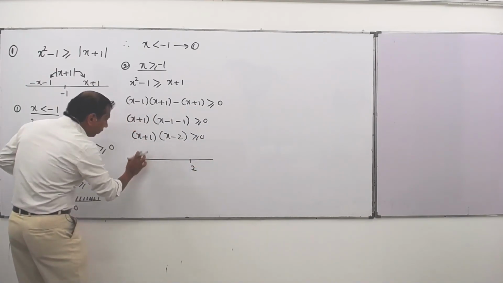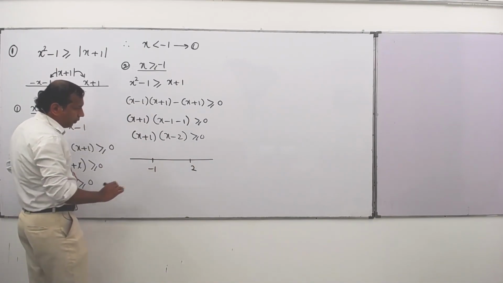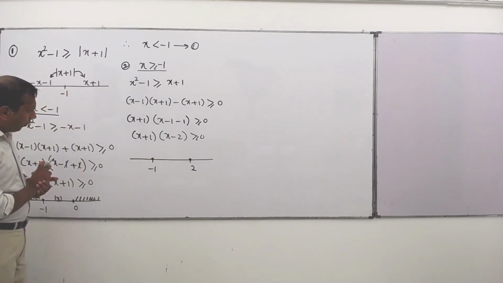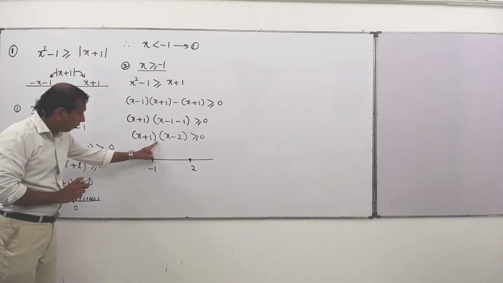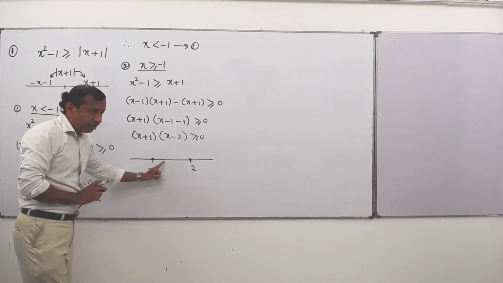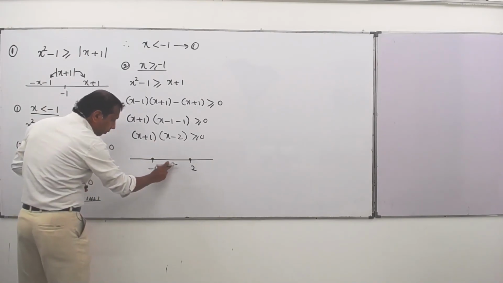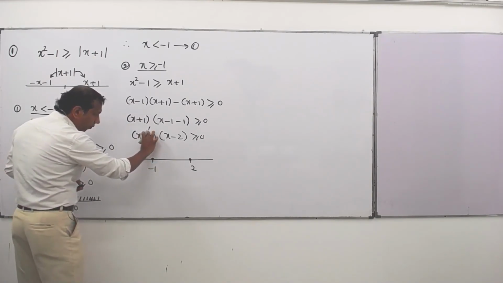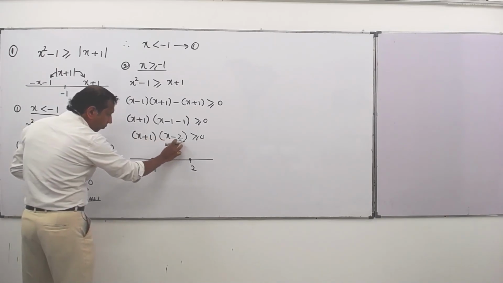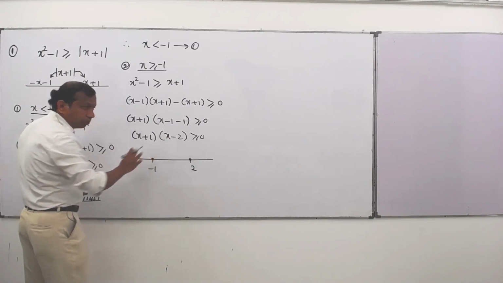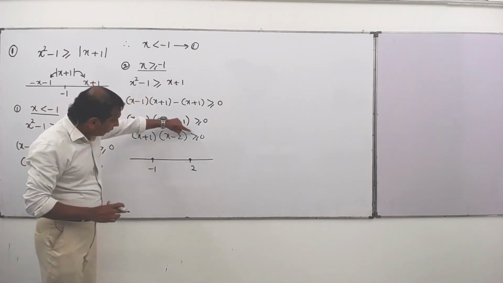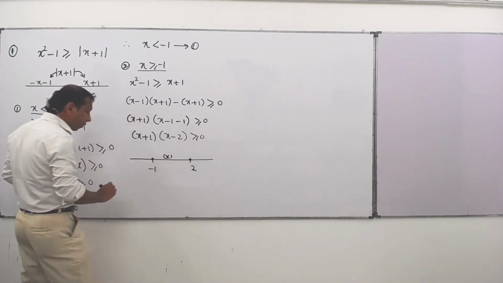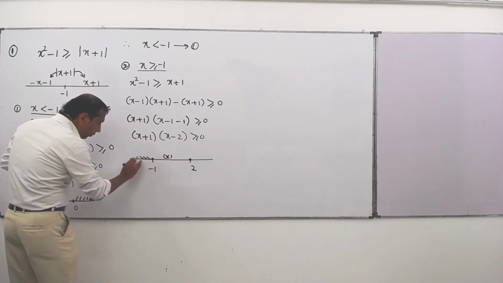x equals 2 and x equals minus 1. Since here we have the equal sign, both these values we select. Okay. Now, we substitute here a value for x taking from any region we like. I take 0 here. 0 is in this interval. When I put 0 here, this bracket is 1. When I put 0 here, this bracket is minus 2. 1 into minus 2, left hand side we get minus 2. That is greater than or equal to 0 means wrong. So therefore, we do not accept this. Then we have to select this region and this region.